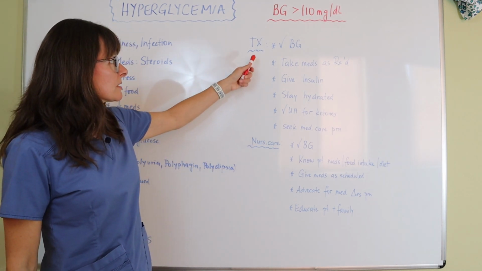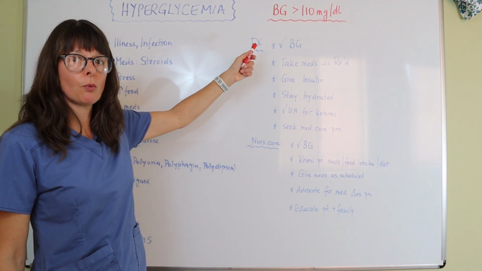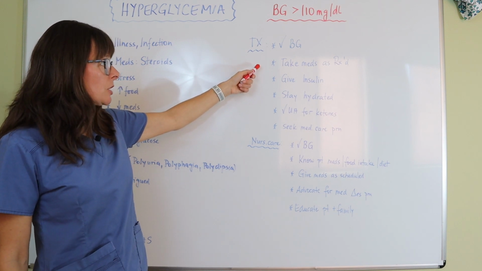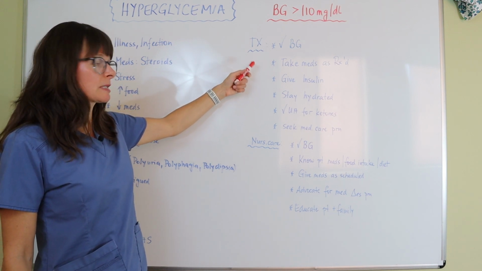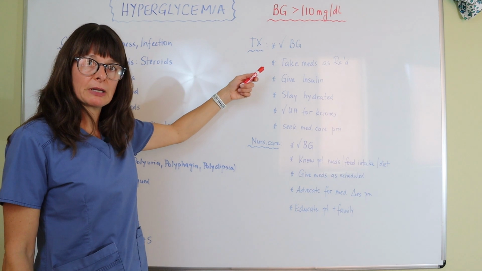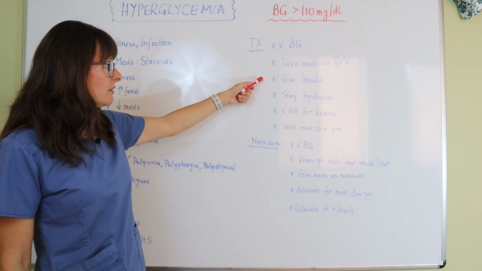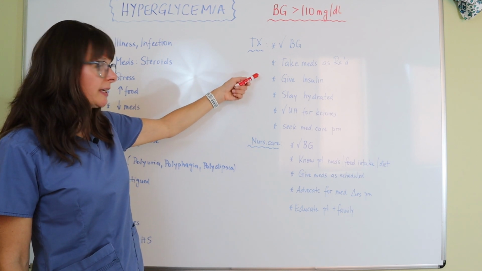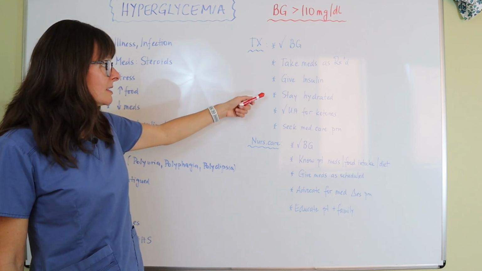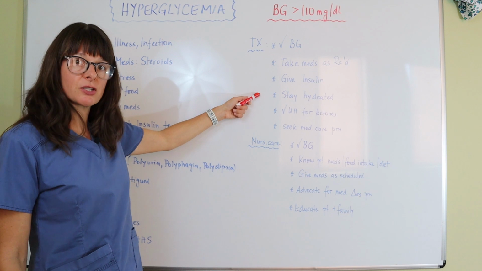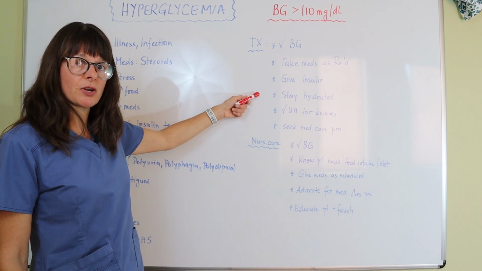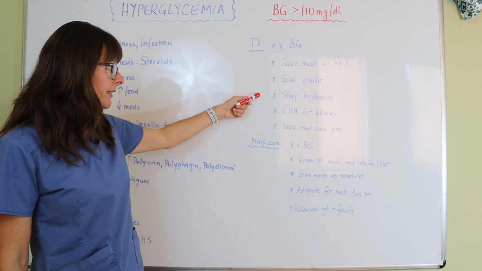So the treatment is checking the blood sugar to know where we're at. For the patient to take all medications as prescribed, and certainly if they're hospitalized, we have a big role in that department. We're going to give the insulin, or the patient at home to take their insulin as prescribed. Stay hydrated because there's a chance of dehydration and then the blood sugar goes even higher.